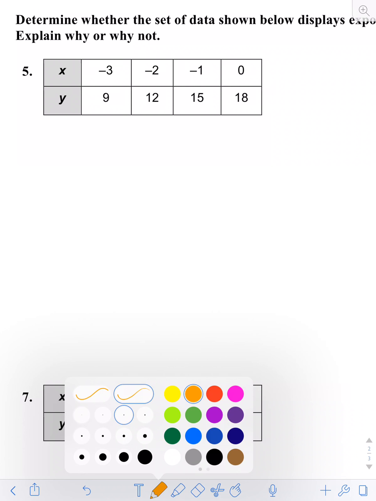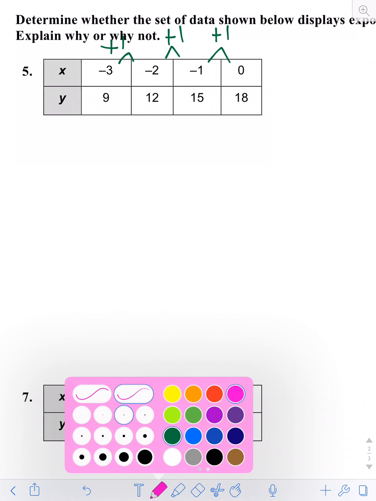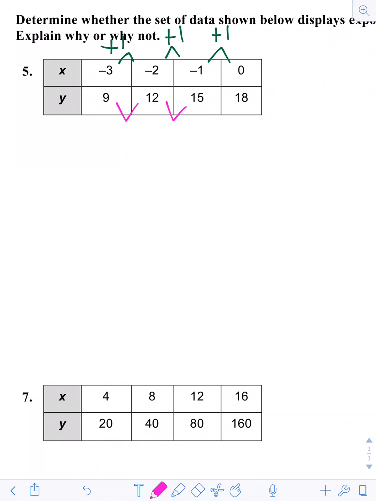Okay, so let's look at my x values for number 5. I'm going to do my little arrows so I can see what we're going up by. My x values here are going up by 1. So I'm going to put plus 1, plus 1, plus 1, plus 1. Down here on the bottom, I'm going to do my little arrows. And going 9 to 12, you add 3. 12 to 15, you add 3. 15 to 18, you add 3.